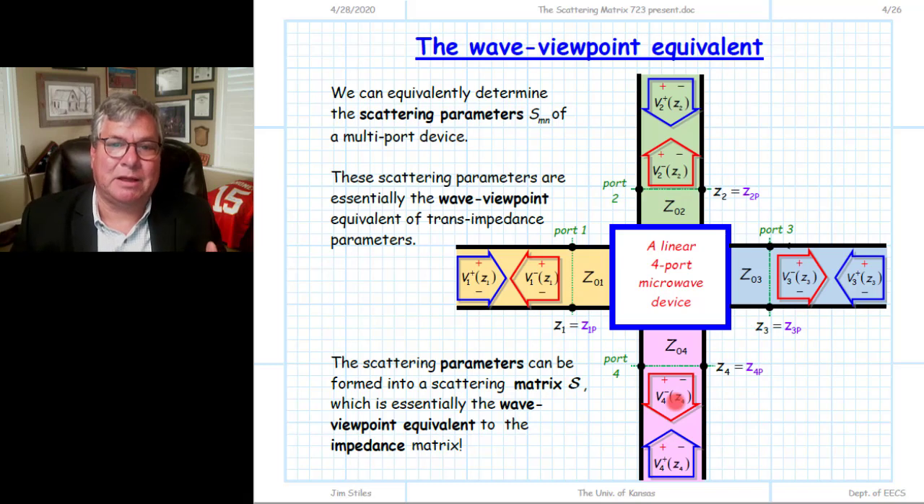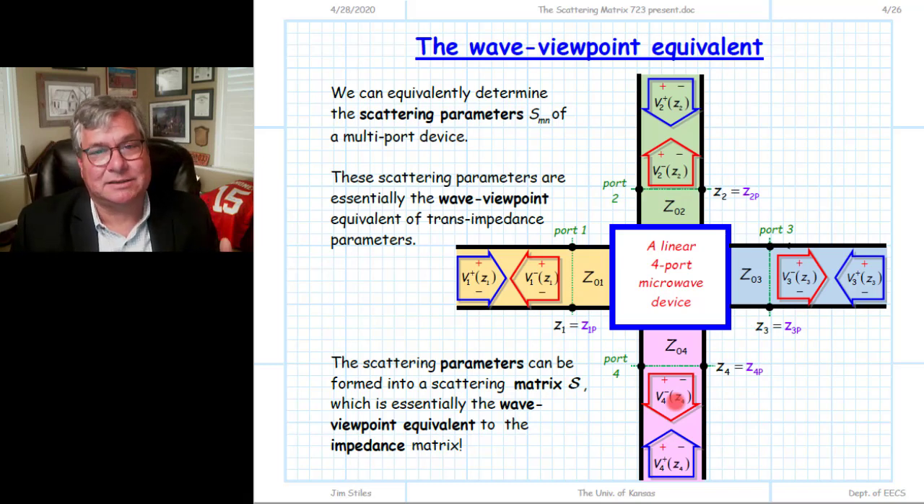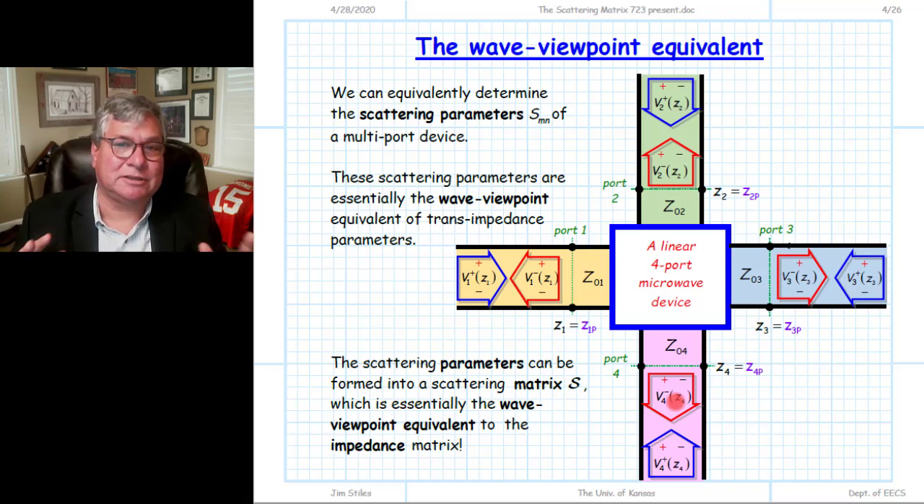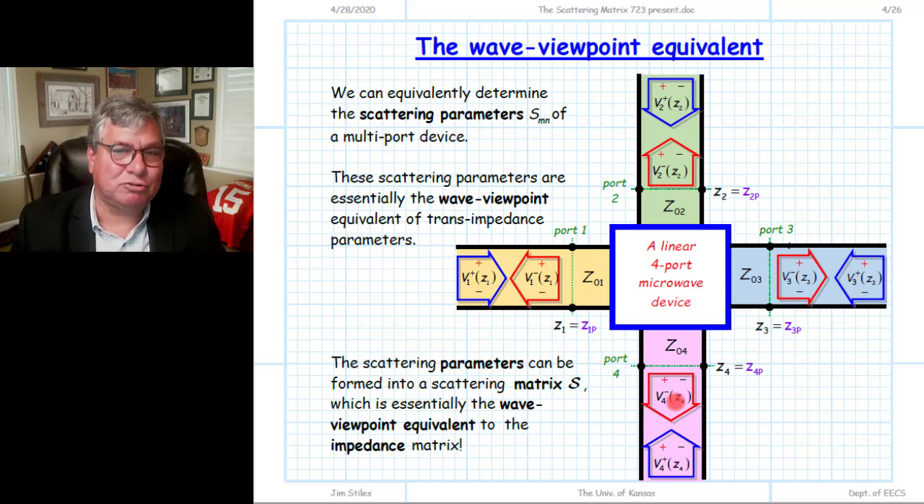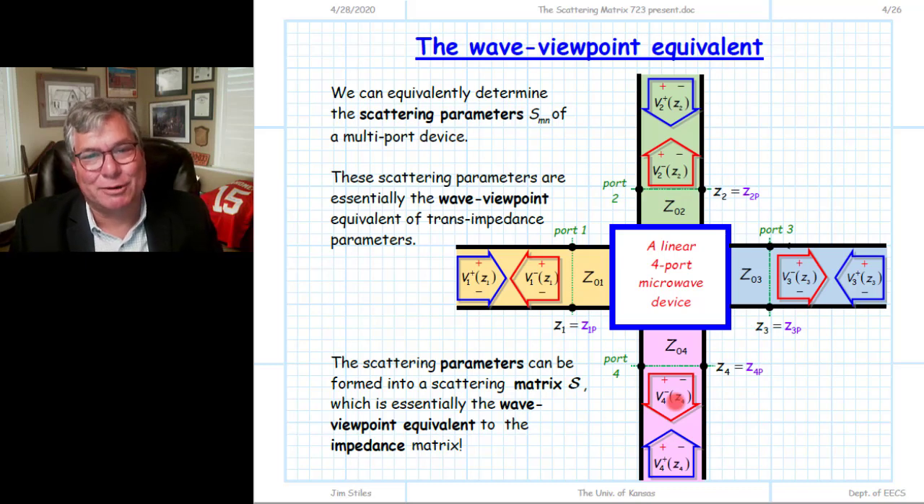For the input reflection coefficient of a single port device, it's the ratio of the exiting or scattered wave divided by the incident wave on that port. Now we're going to have these trans-reflection coefficient parameters, essentially these scattering parameters, which relate the wave exiting or scattered from port 3, for example, to the wave incident on port 1, for example.